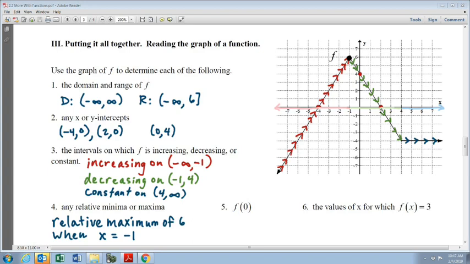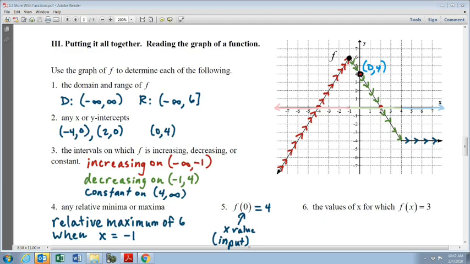F of 0, that's just, first of all, 0 is an x value or an input. So when x is 0, the height of the graph, that would be that point right there. When x is 0, we're up 4. F of 0 equals 4. Another way to say that is the point 0, 4 is on the graph. So remember, it's input, output, whether you're talking about the point or the function notation here. So f of 0 must be 4 there.